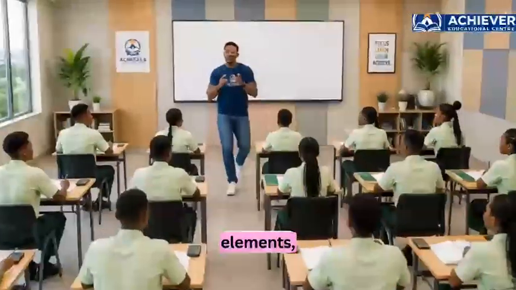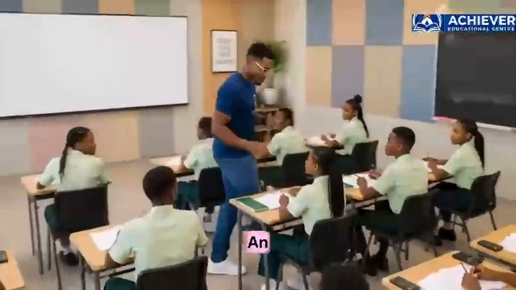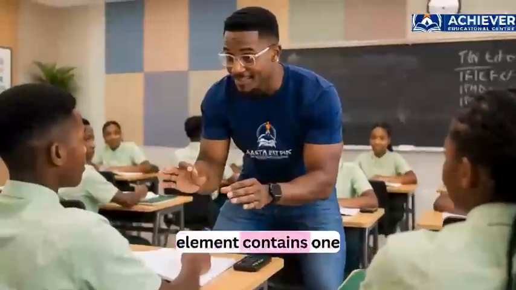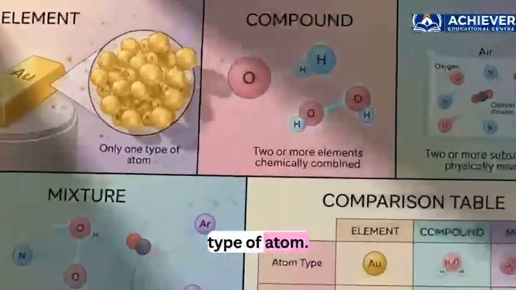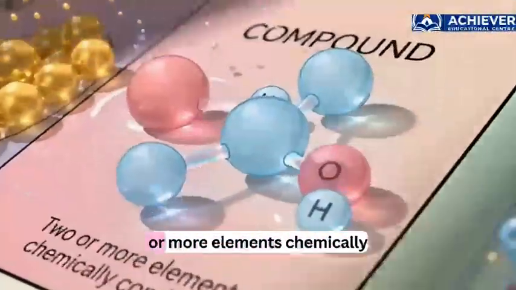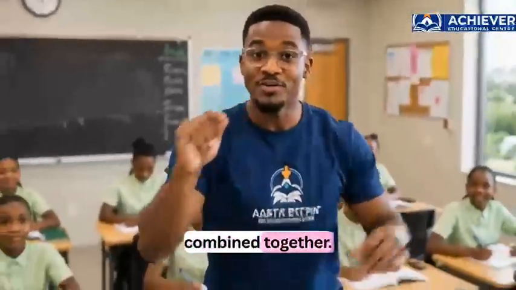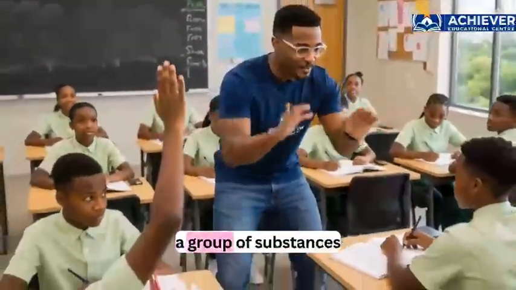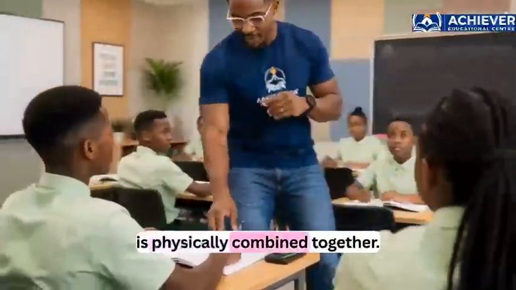Finally, elements, compounds, and mixtures. An element contains 1 type of atom. A compound contains 2 or more elements chemically combined together. A mixture is a group of substances that is physically combined together.